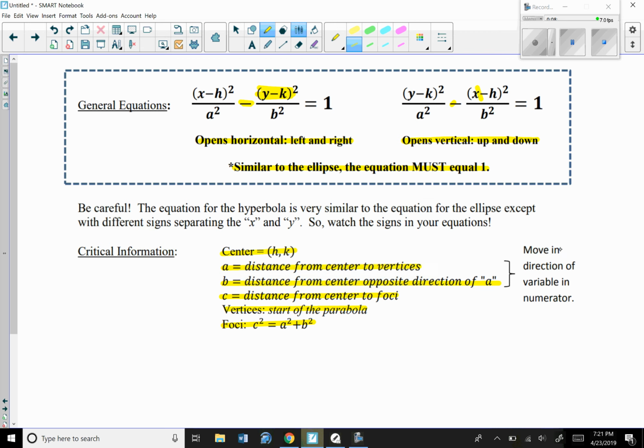How do you know which direction to move? Always look at your denominator. So when you're doing horizontal, a is underneath the x, b is underneath the y. So that tells you the distance to move. And then it changes when we are doing our vertical hyperbola. So keep that in mind when you are graphing these, which we're going to do next.